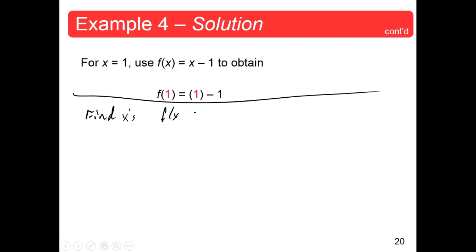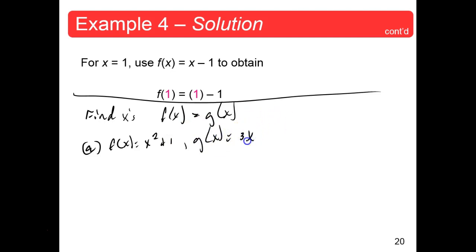Oh, this is the same type problem, isn't it? No, I'm sorry, I'm looking at the wrong one. Find all the real values of x for which f of x is equal to g of x, when f of x is equal to x squared plus 1 and g of x is equal to 3x minus x squared. Okay?